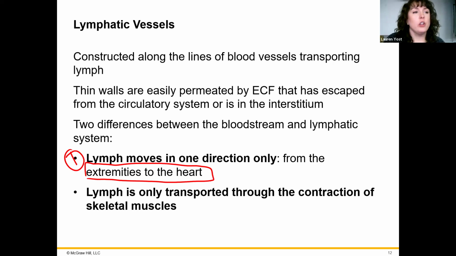But how does it get there? Your heart is not pumping your lymph. I've already told you it's not part of the circulatory system at this part. They've got their own vessels, completely different own vessels and their own organs at that point. So lymph is only going to be transported through the contraction of skeletal muscles.